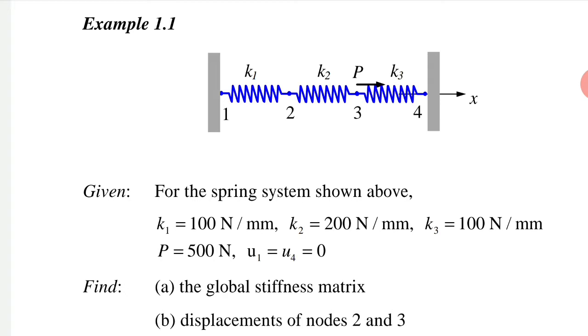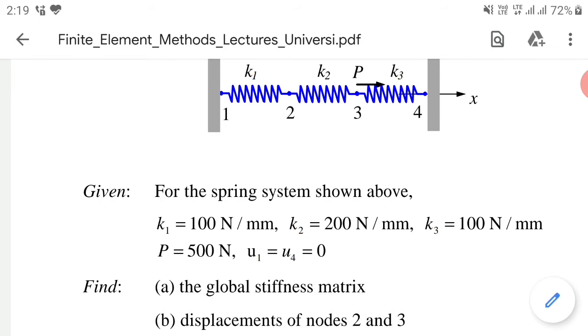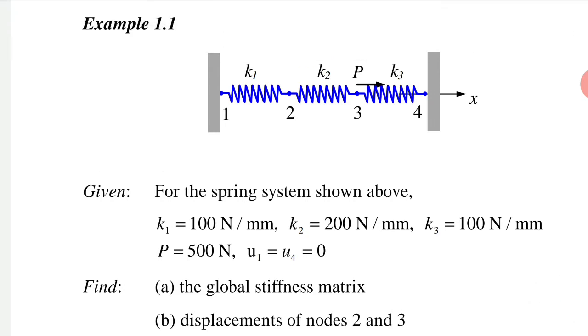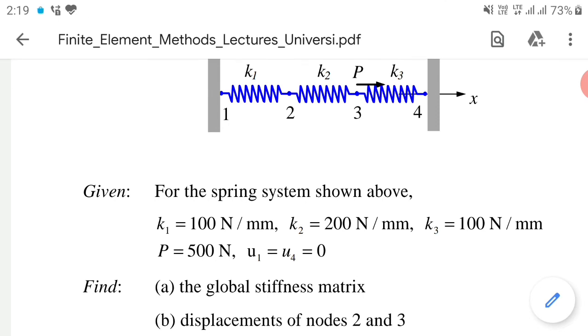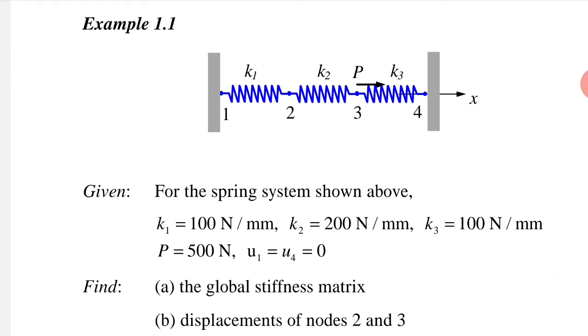K1 is equal to 100 Newton per mm, K2 is equal to 200 Newton per mm and K3 is equal to 100 Newton per mm. There are 4 nodes here, 1, 2, 3 and 4. At node number 3, a load P, which has a magnitude of 500 Newton, is acting in the x direction, in the rightward direction.